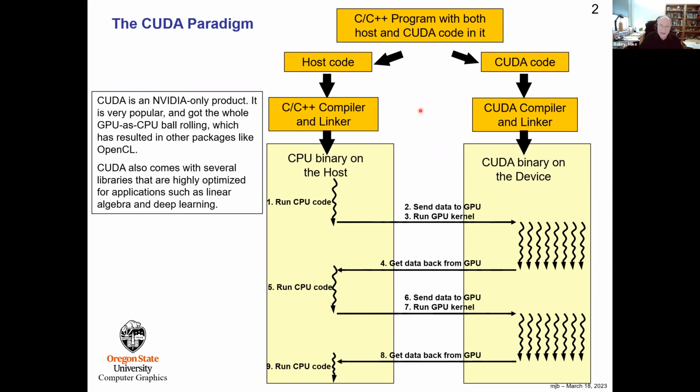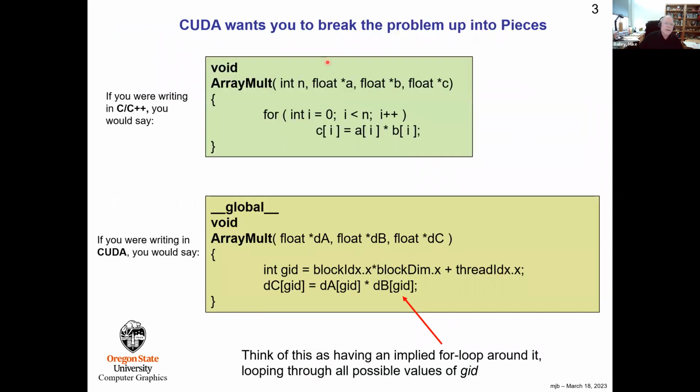Okay, so let's go see a little bit more about GPU computing. If I was going to multiply two arrays together, and that's going to be the demonstration of this. If I was writing in normal C, C++, I would do it like this. I'd have a function called array_mult, and I would put in a for loop, and I would do this. C[i] = A[i] * B[i]. Okay, in CUDA, we would do this.